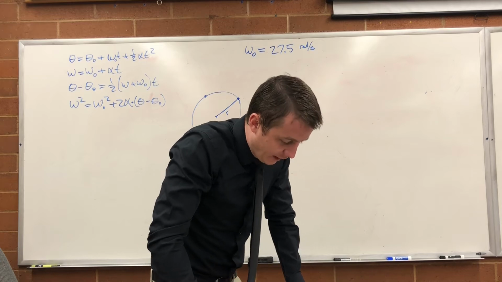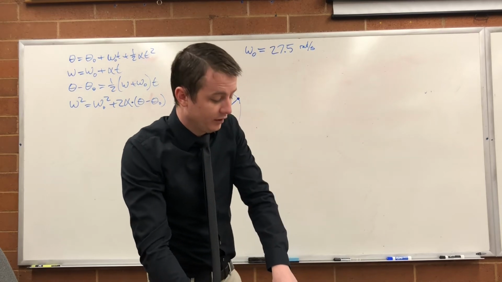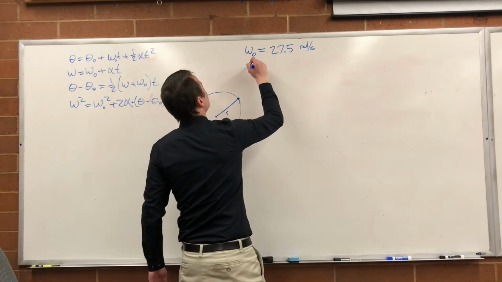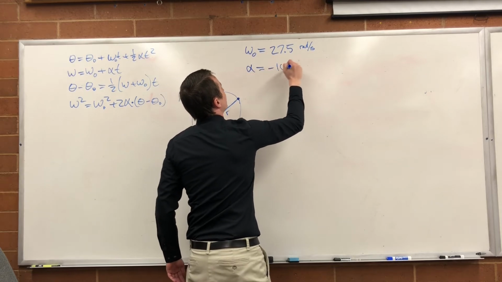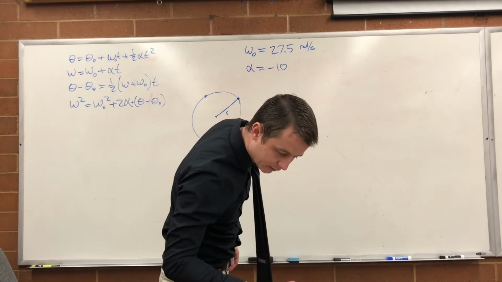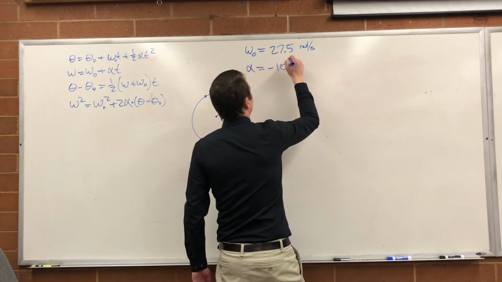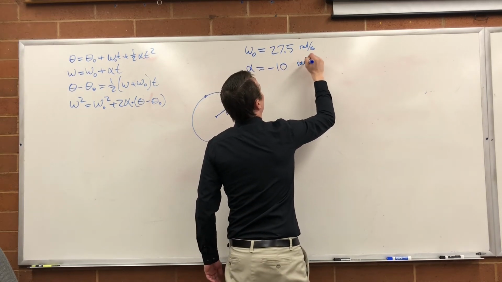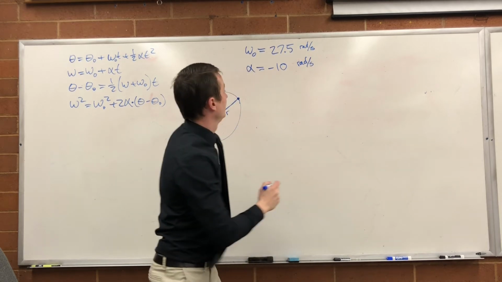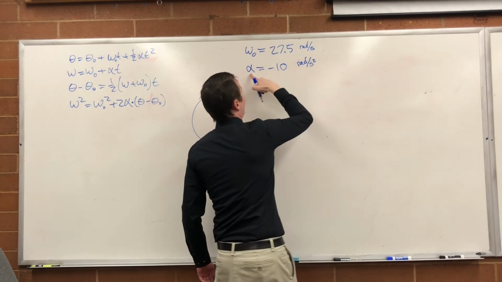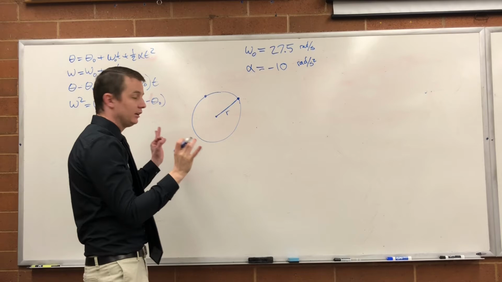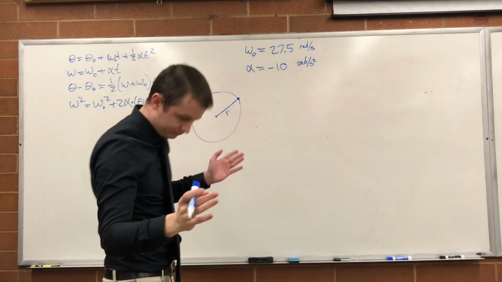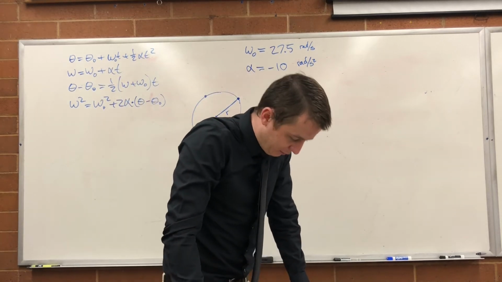And its angular acceleration is a constant, alpha, equal to minus 10 radians per second squared. All right, so you know that alpha is a constant. What are we automatically thinking in the back of our head? We can use kinematics. Perfect, we can use those kinematic equations.